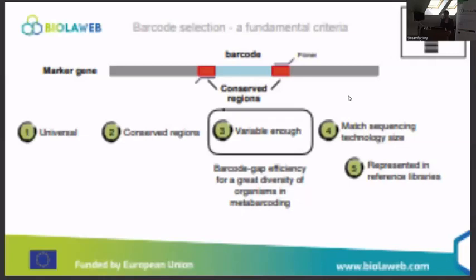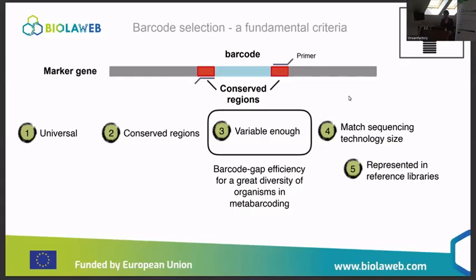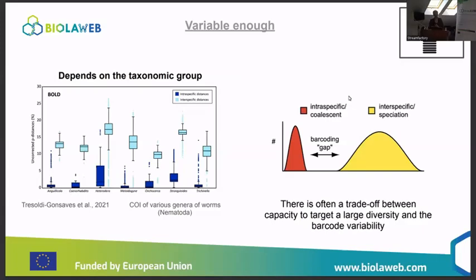Then the barcode needs to be variable in order to distinguish the different species you want to study. But as Agnès told us earlier, this can vary between taxa. And as I told you earlier, this can also vary depending on the barcode you're going to use. So it's also an important thing to have in mind when you choose your barcode.